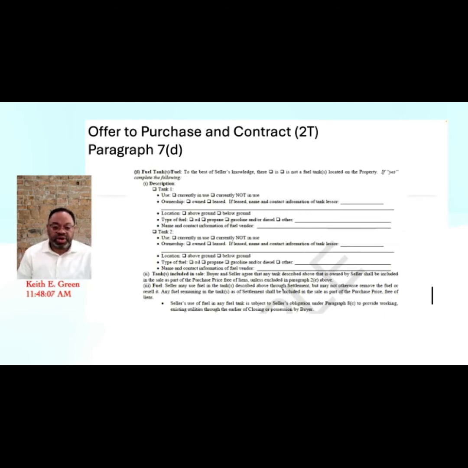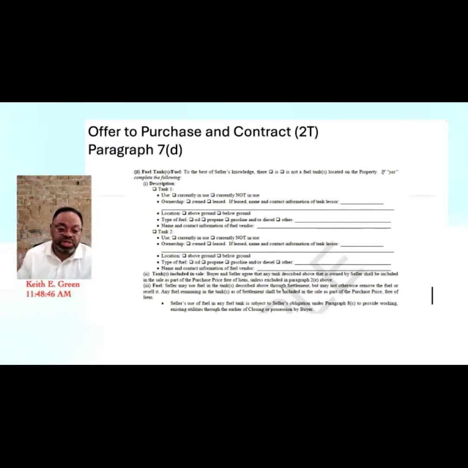Here's when we start talking about the fuel tanks. Now, I copied this right out of the offer to purchase contract, and I added this section to be a little bit more transparent regarding the tanks, where the tanks are, and whether they're leased or not. Then there's a section at the bottom under section II that says the seller may use the fuel tank described above through settlement, but may not otherwise remove the fuel and resell it.